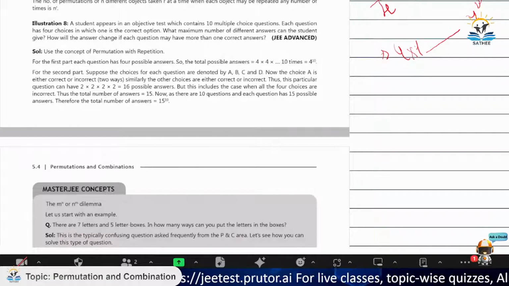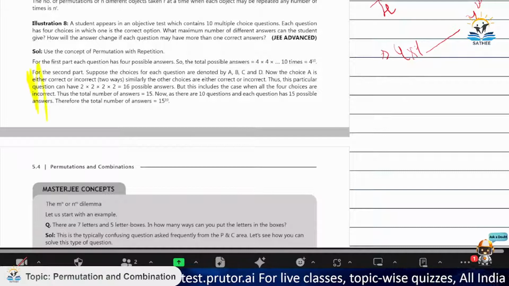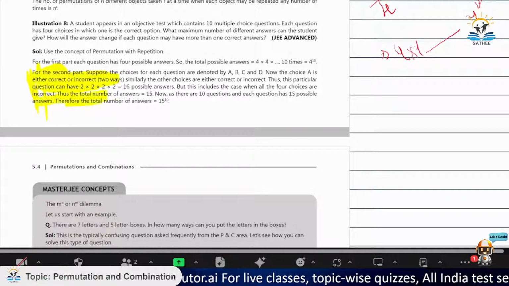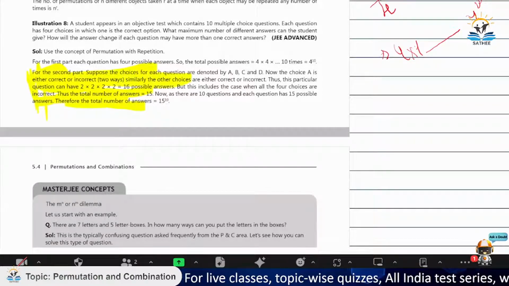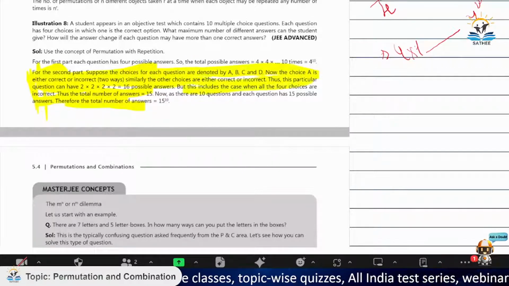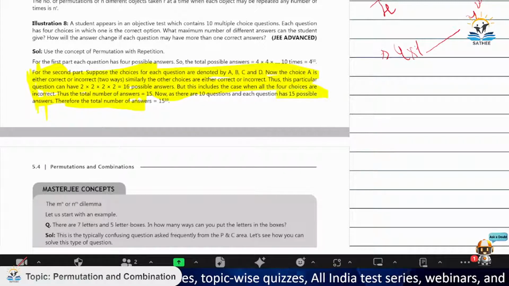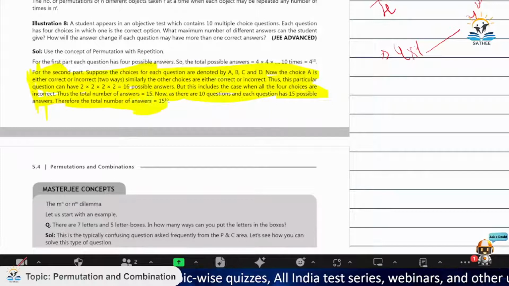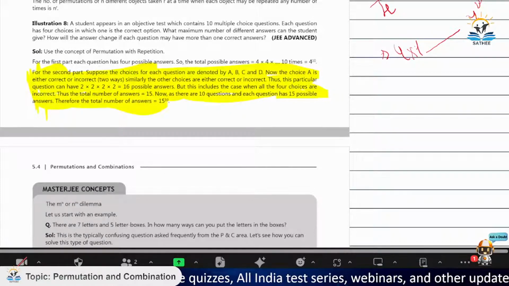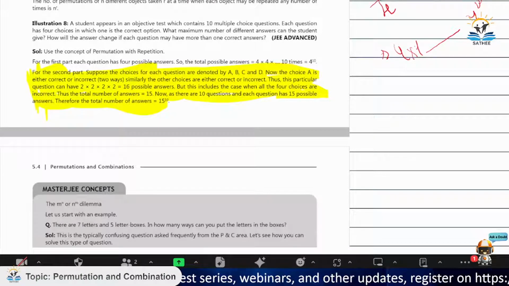Okay, this is something very interesting. I just read through the solution. I suppose you should also read it through. What are they trying to say? That if multiple answers can be correct among the four options, then we see what possibilities there are: each option can be correct or incorrect.